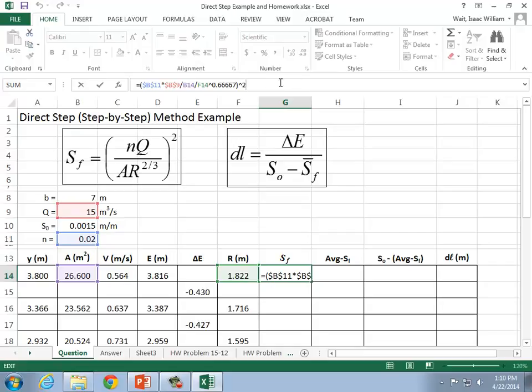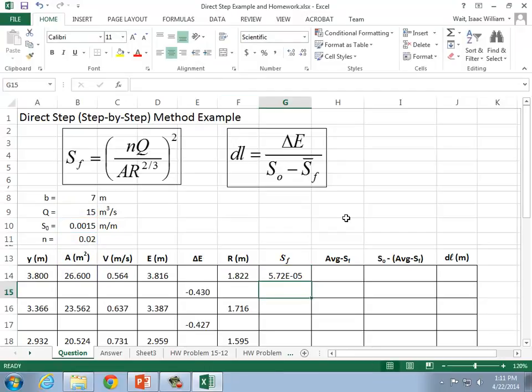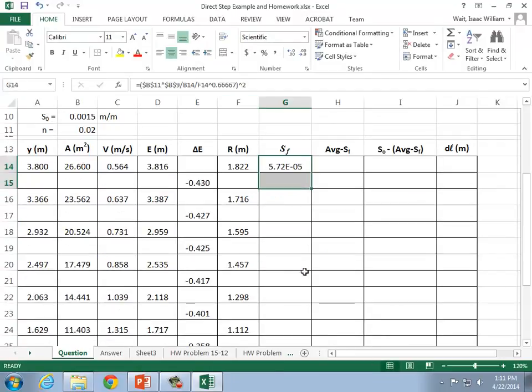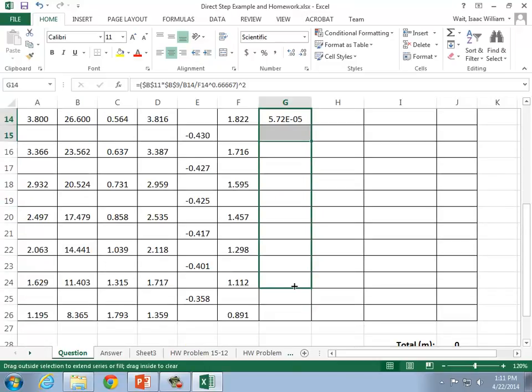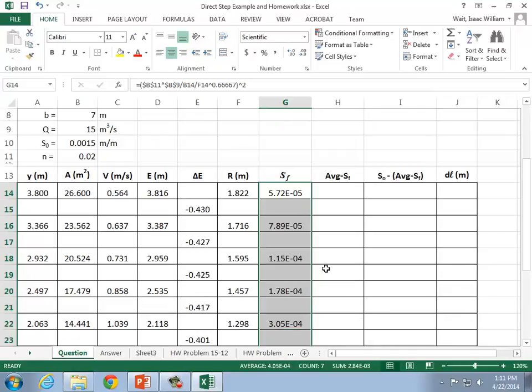I wish there was some way to make these formulas appear larger. Well, I can zoom in on this, but it doesn't change the size of the formula displayed in this bar. All right, so then we drag that through. All right, and we've got the slope of the energy grade line at the location.